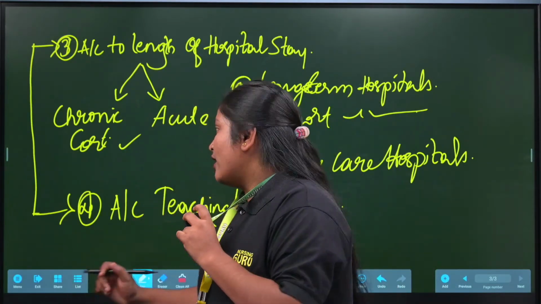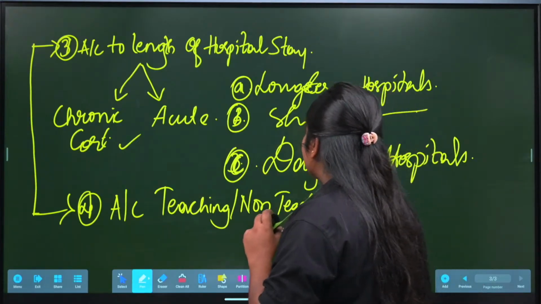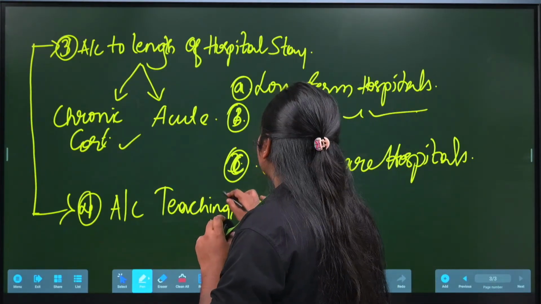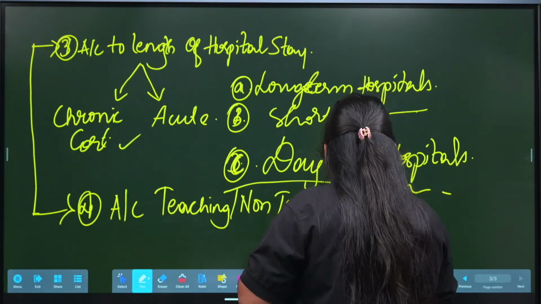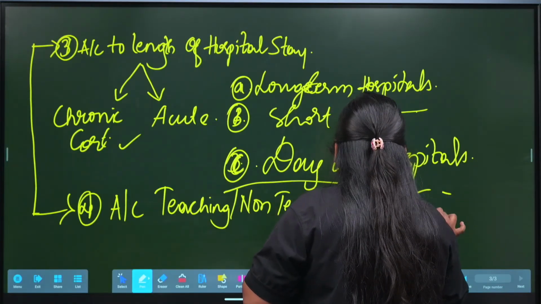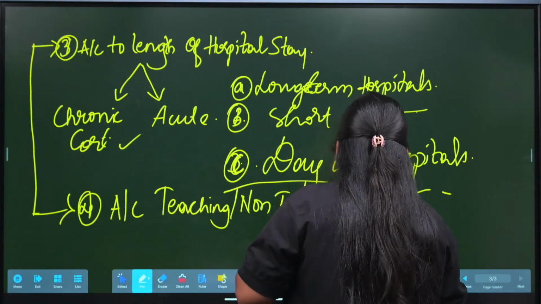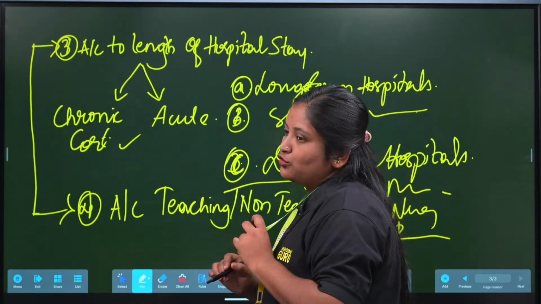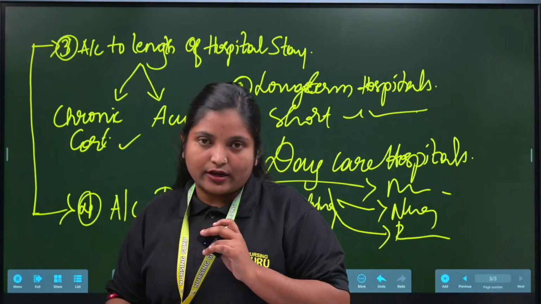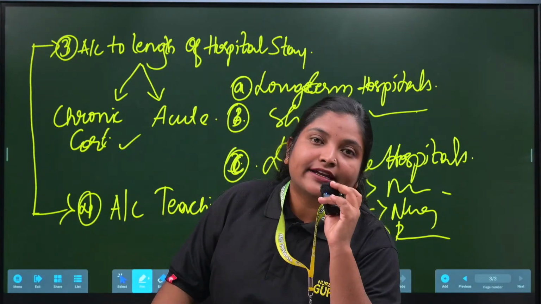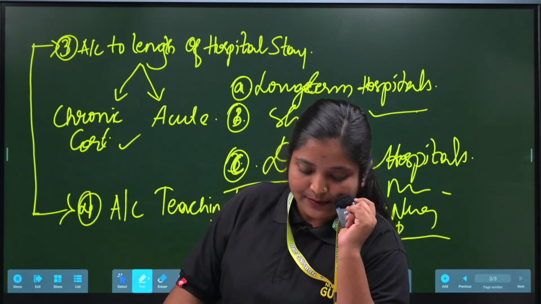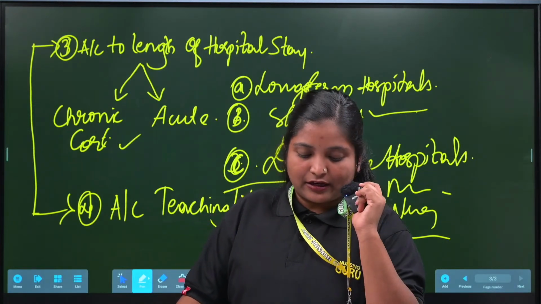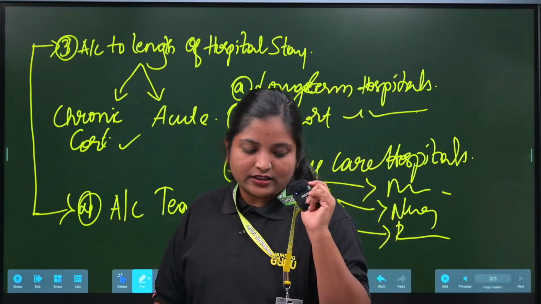So teaching and non-teaching hospitals will be there. Teaching means a medical college will be attached to it, a nursing college will be attached, and one more is the paramedical college that will be attached to the teaching hospital. So there they are educating the healthcare professionals. Next one is a hospital without a medical college or paramedical institution, which is termed a non-teaching hospital.